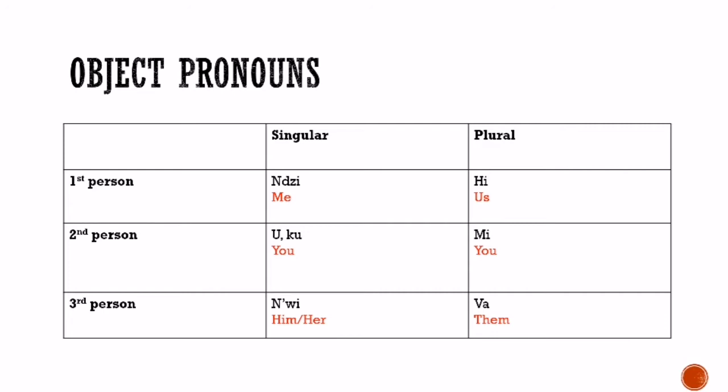So as you see, the Xitsonga pronouns, I have highlighted them in black. We have nzi for me, hi for us, u and ku for you, mi for you again, n'wi for him or her in English, va for them in English. As usual, I will provide the examples in a sentence.